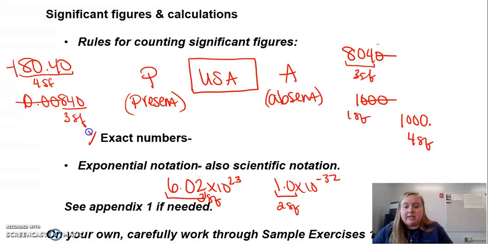Now back to exact numbers. Exact numbers are just that. They're counting numbers, so if you say that there are 6 people in the classroom, or Avogadro's number is an exact number, when we're looking at exact numbers, they never limit the number of sig figs.